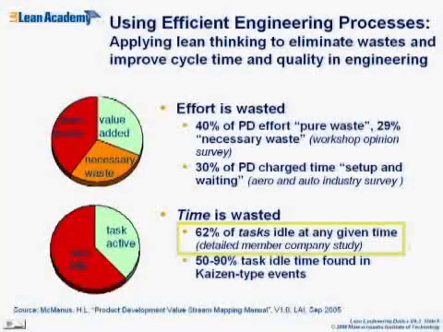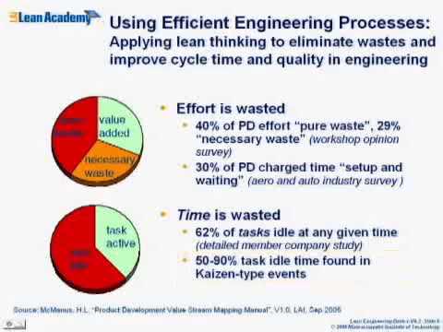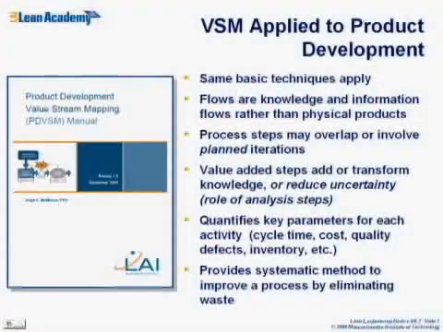62% of tasks on average were idle at any given time in a survey of particular companies, and 50 to 90% of task time is found to be idle in various Kaizen type events that are run in an engineering context at different kinds of companies. So clearly lots of room for improvement here in the process of engineering.